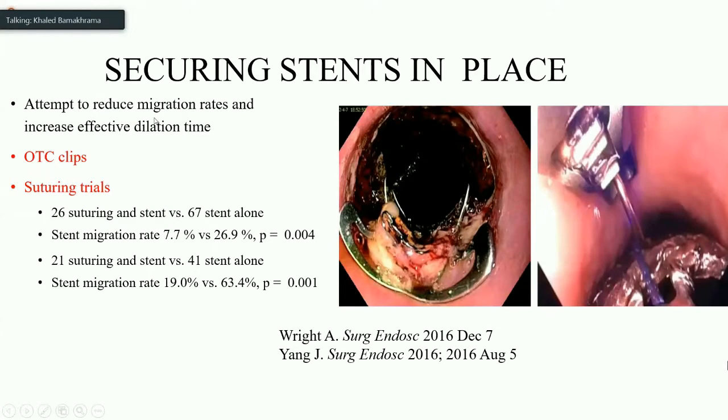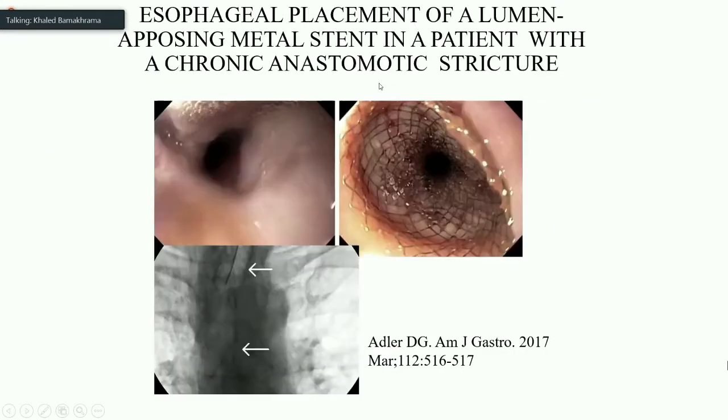Now, one of the very important issues with fully covered stents is the migration rates. You can reduce the migration rates in many ways. One of the things is not to bridge the stent below the GE junction. The other thing is you can use the over-the-scope clip or suturing, but the through-the-scope clips usually will not hold the stent, and the stent will fall down.